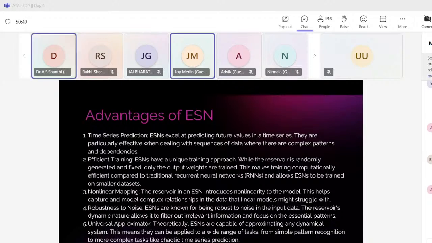And then robustness to noise. They are known for being robust to noise in the input data, as the reservoir's dynamic nature allows it to filter out irrelevant information. Only because of the reservoir's nature, it is very well suited to robustness to noise, and it can also be considered a universal approximator. They are capable of approximating any dynamical system. This means they can be applied to a wide range of tasks, from simple pattern recognition to more complex tasks, like chaotic time series prediction.